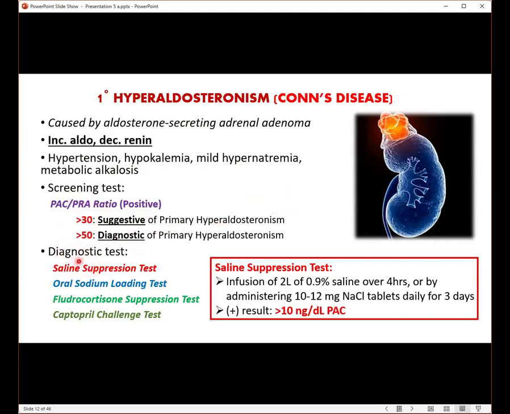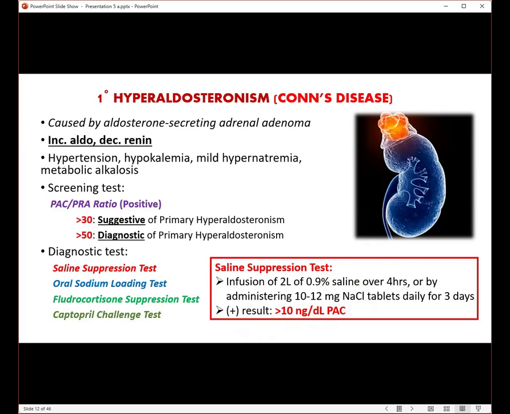So we also have different diagnostic tests for primary hyperaldosteronism. We have the saline suppression test, oral sodium loading test, fludrocortisone suppression test, and the captopril challenge test. So let us focus on the saline suppression test. There will be infusion of 2 liters of 0.9% saline over 4 hours, or administering 10 to 12 grams of sodium chloride tablets daily for 3 days. A positive result would be more than 10 nanograms per dL of your PAC.